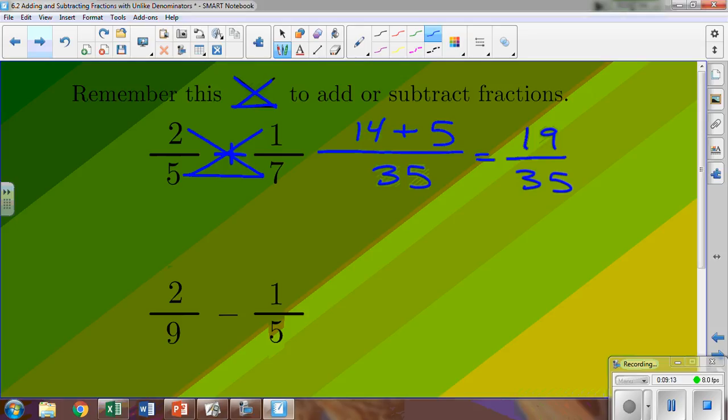And this will work for any time you need to add or subtract. 2 times 5, 1 times 9. Because it was a subtraction problem, it stays subtraction. Right across the bottom, 9 times 5. And so we've got our answer then. 10 minus 9 equals 1. Our answer is 1 over 45. We're done.